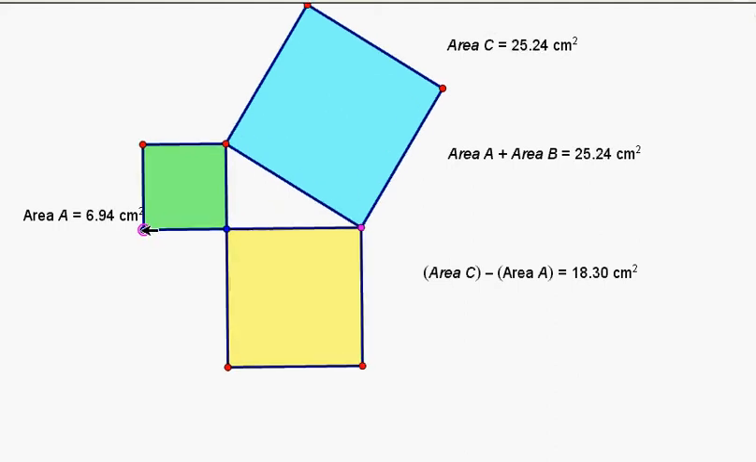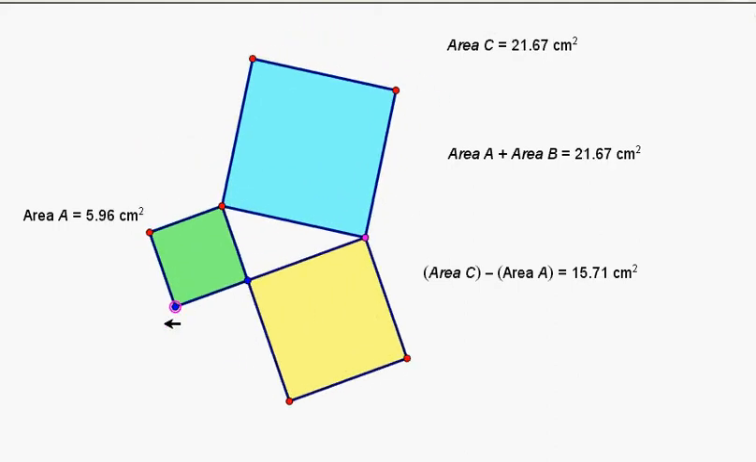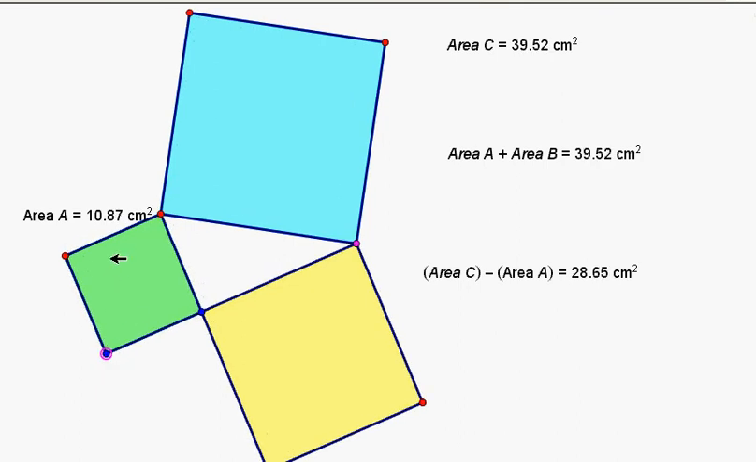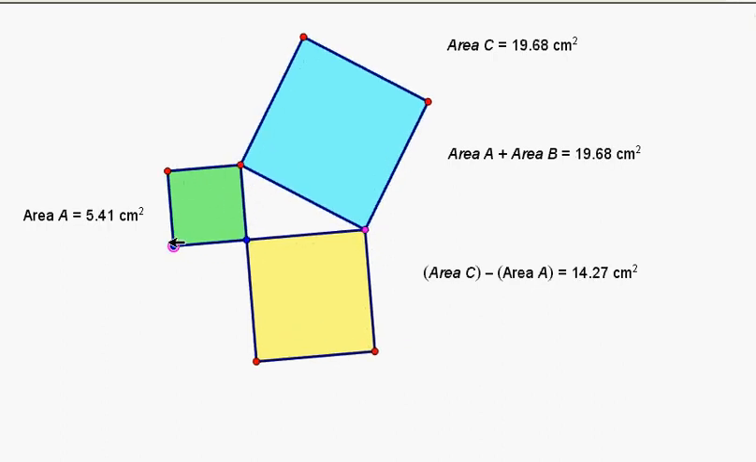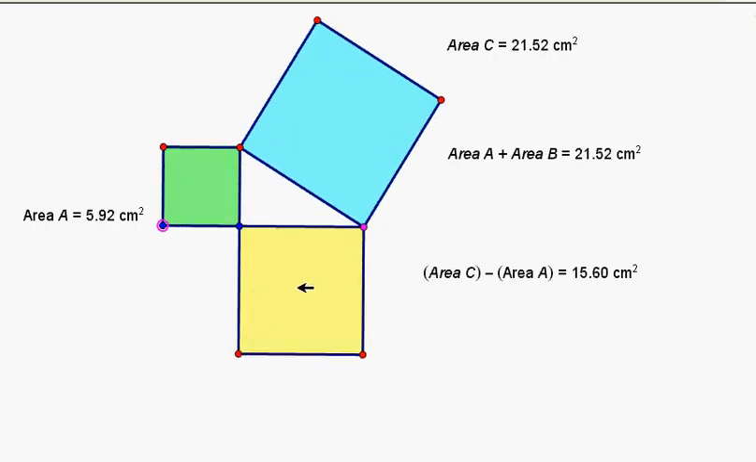And just to show that it changes, if I change my numbers around, my green is now 10, my blue is now 39, so 39 subtract 10 gives me 28.65, and if I add 10 plus 28.65, I end up getting back to my 39.52. So I can solve for the missing blue piece or the missing yellow piece.